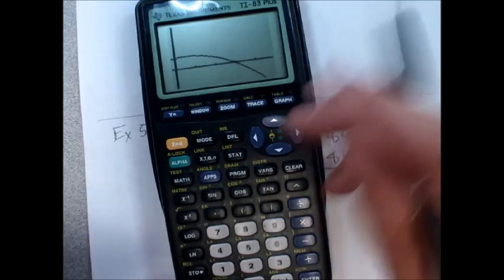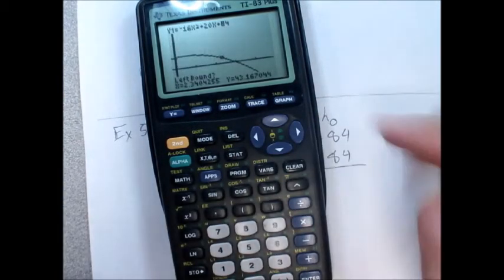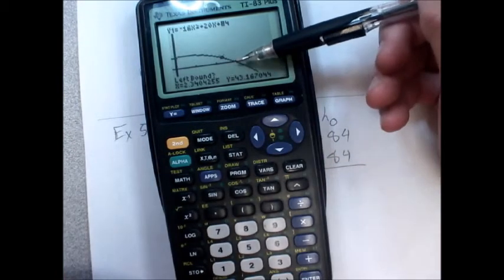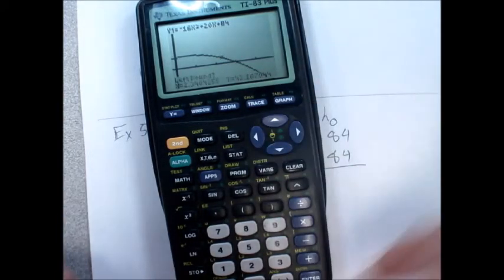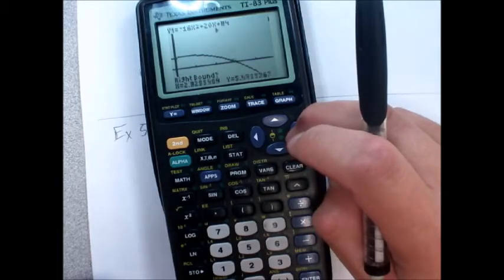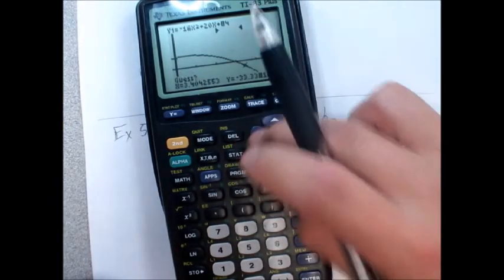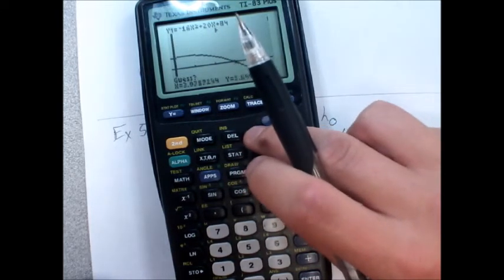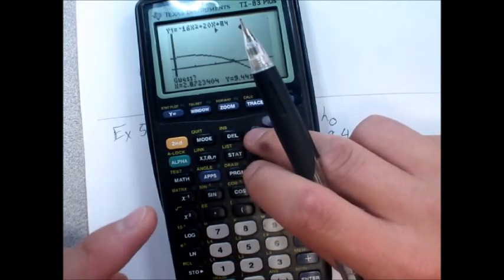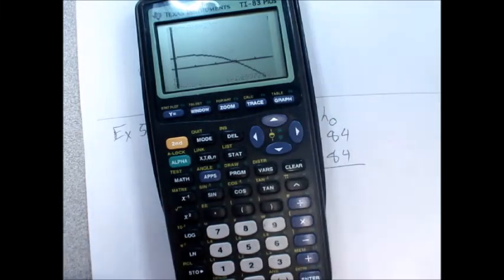From here, I press second calc and hit the 0 button. Left bound just means left of where you think it crosses, so I'm already there. Right bound just means right of where I think it crosses, so that's just below on this graph. I hit enter, and then guess: where do you think it crosses? I'm going to go right about there, wherever I can get closest to y being equal to 0. Blam, it's right there.